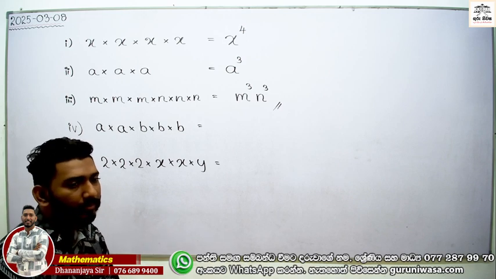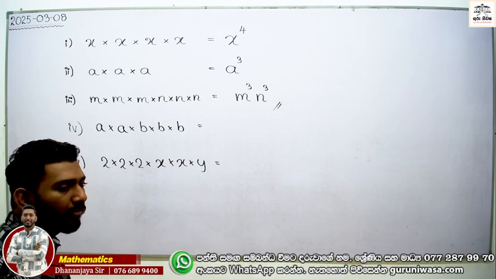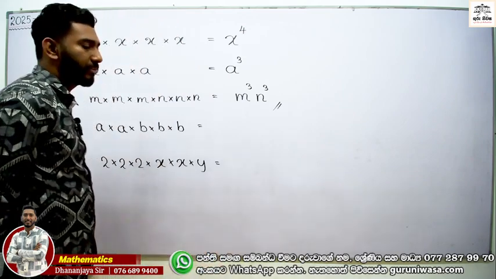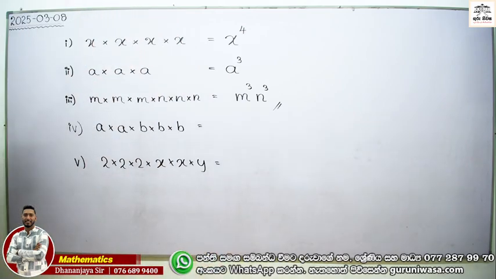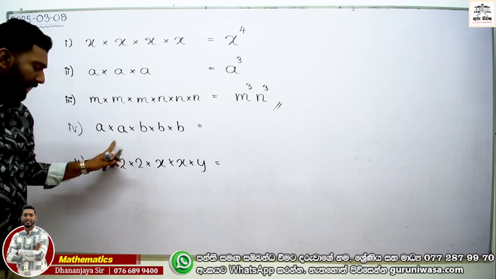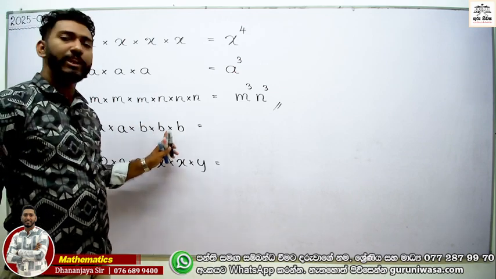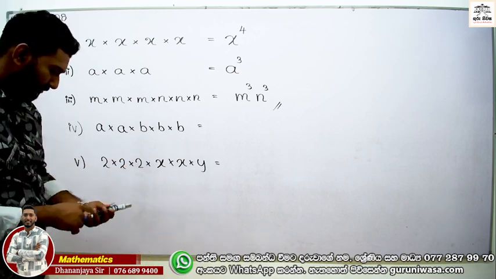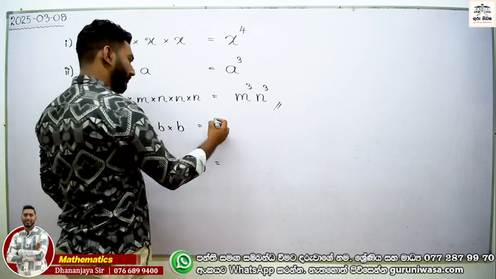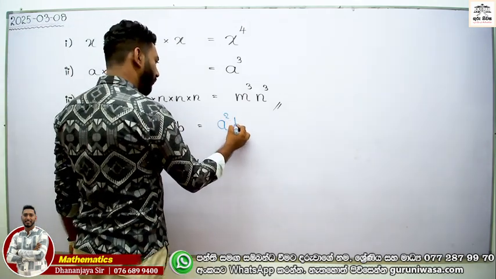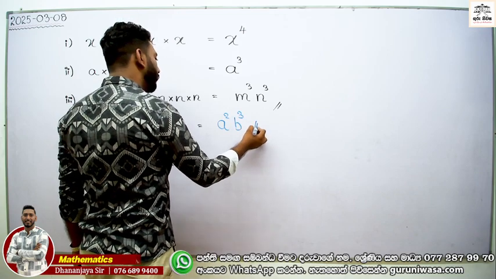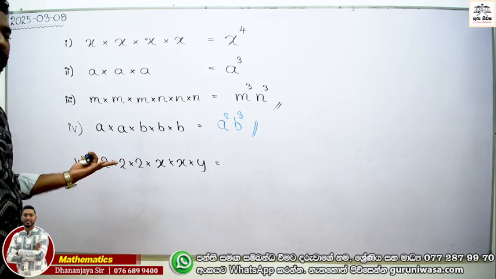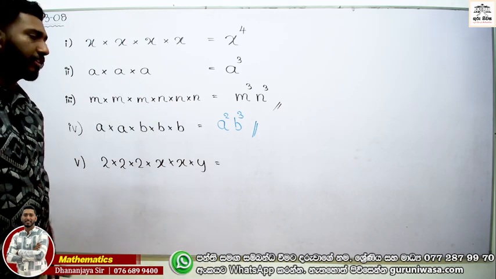Done. Very good. Right. Now we are going to discuss. Look at question number 4. a multiplied by a multiplied by b into b into b. What is the answer? a to the power of 2, b to the power of 3. Very good. Without the multiplication sign we can write the answer like this.